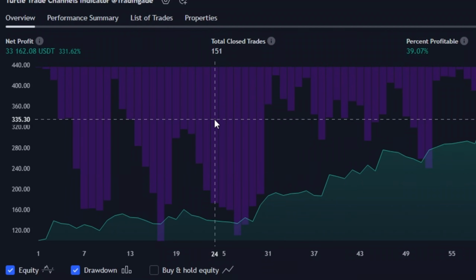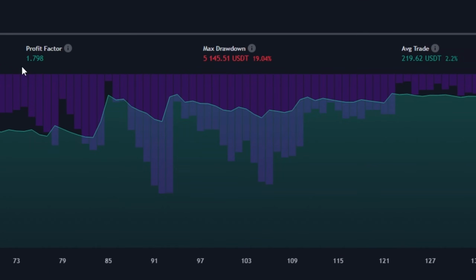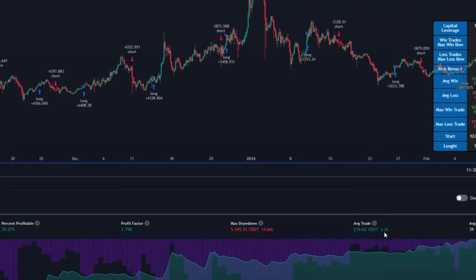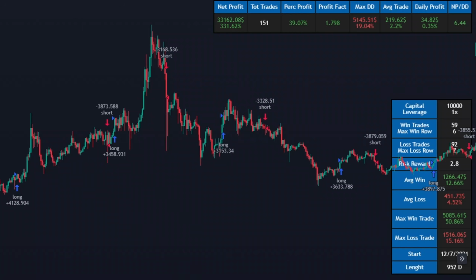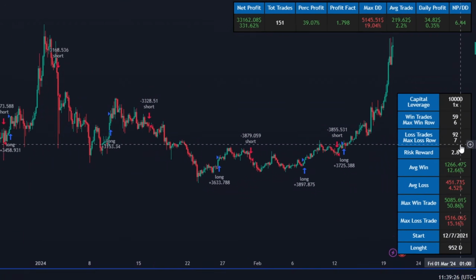We have 331% net profit, 151 total closed trades, 39% win rate, 1.79 profit factor, 19% max drawdown, 2.2% average trade. Net profit / drawdown 6.44, which is really high. Daily profit 0.35%. Max win row 6, max loss row 7, a risk reward of 2.8, which is really high.